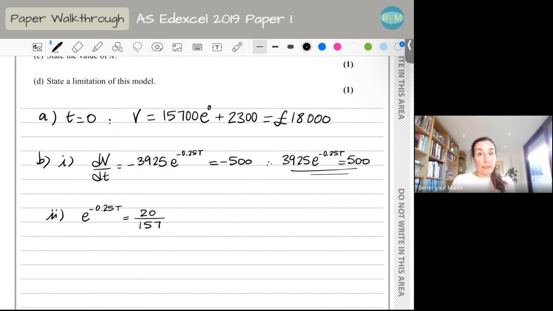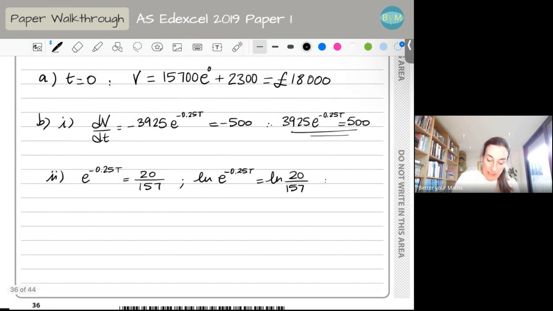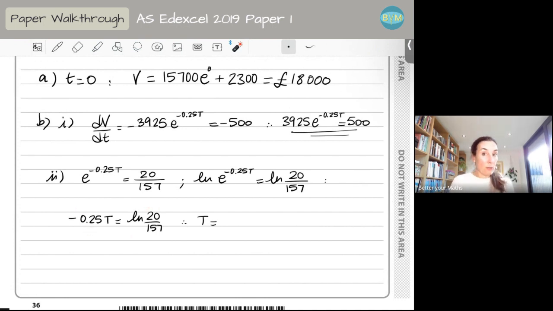And then I'm going to take a ln. So taking ln on both sides, ln of e to the power of something is going to be the power of something. So that's 0.25T. And then I have ln of 2/15, which means T is going to be this value divided by minus 0.25. And this value is going to be negative because it's the ln of a number smaller than 1. So you're going to get a positive value. Let's do that.